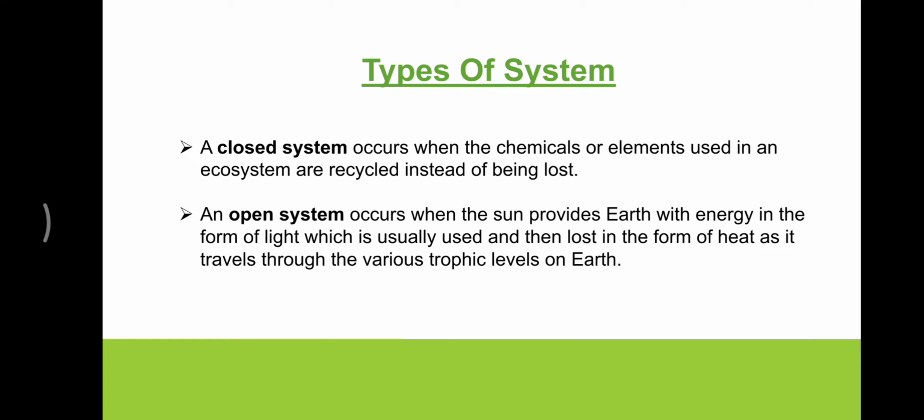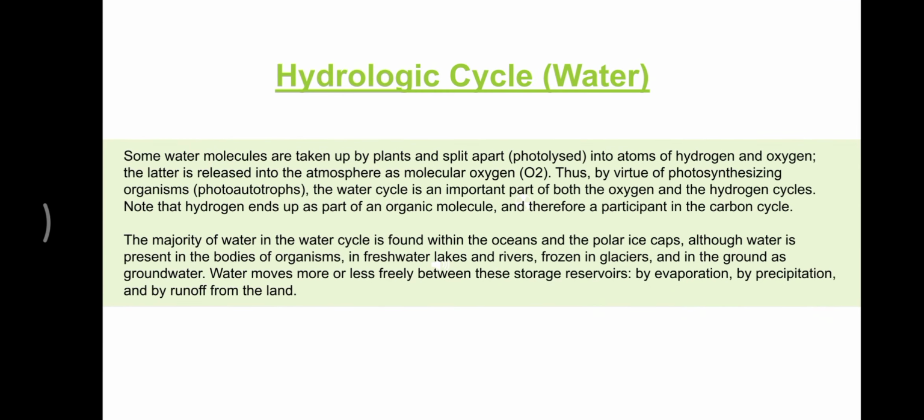Now let us look at some of the cycles. We have the hydrologic cycle, also known as the water cycle. A very significant molecule on the planet Earth is water. It cycles through the ecosystem for the reason that life is so dependent on water as a medium of chemical reactions within cells.